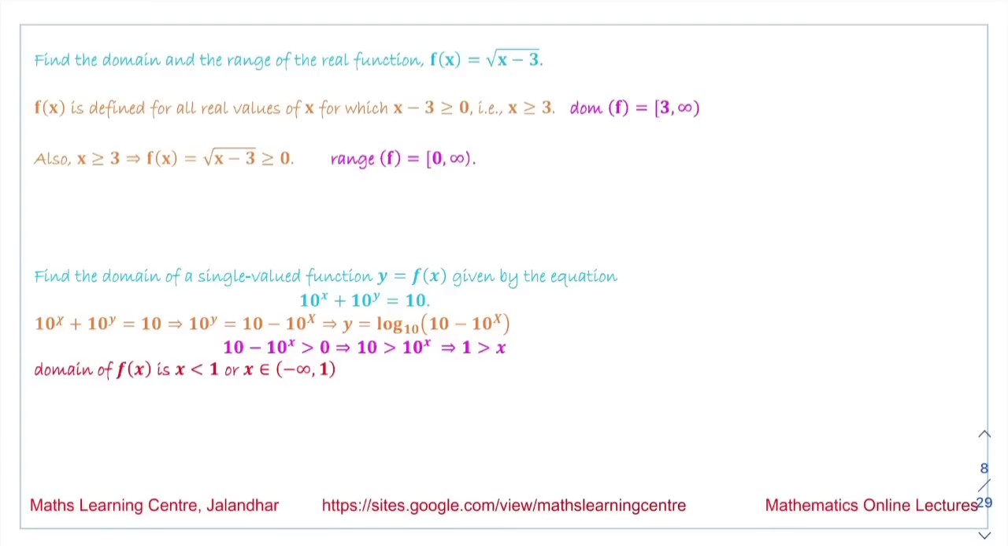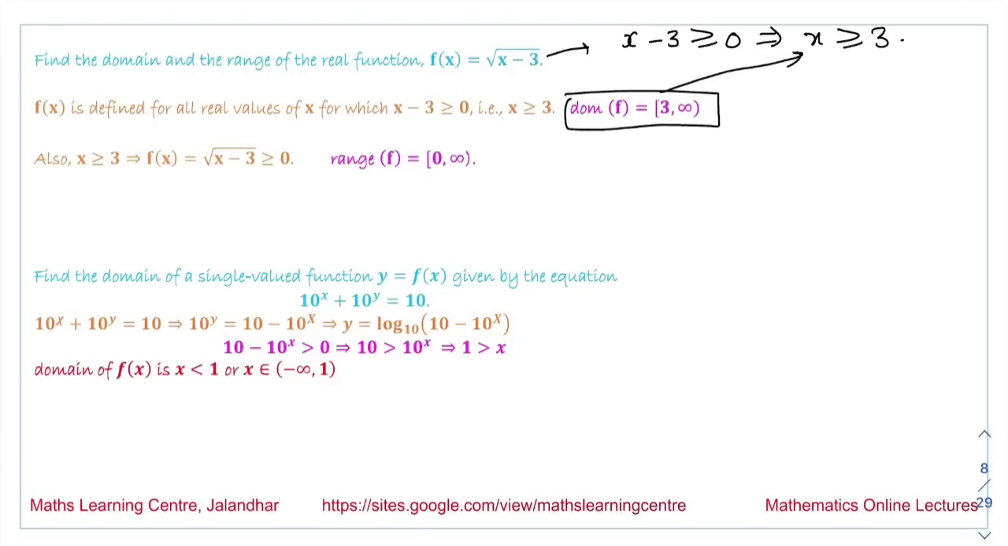Next is find the domain and range of the real function fx is equal to square root of x minus 3. So first of all, when we are talking about the domain, we are saying that x minus 3 should be greater than equal to 0. This implies that x is greater than equal to 3. So the domain of this function will be closed interval 3 to infinity. It is open at infinity. This thing we already know.